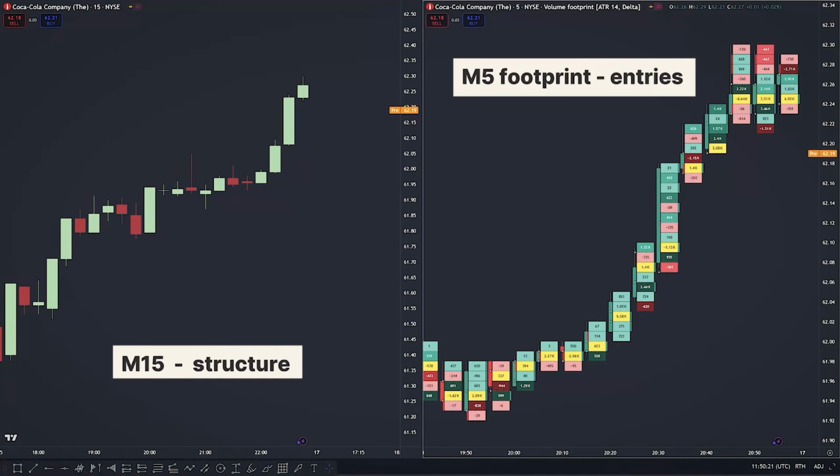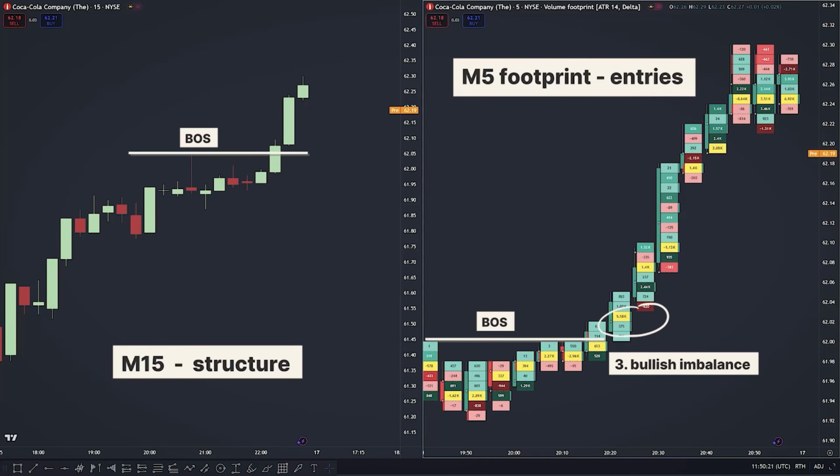Small refinements matter for day traders. One approach is to watch a 50-minute chart for structure while using the 5-minute footprint to refine entries. You might see the 15-minute chart break structure for a bullish push, then switch to the 5-minute to see if footprint volumes confirm a surge in buyer activity at the retest zone.